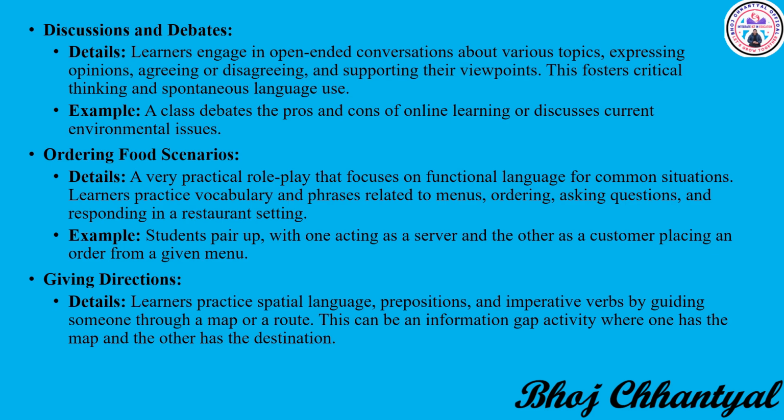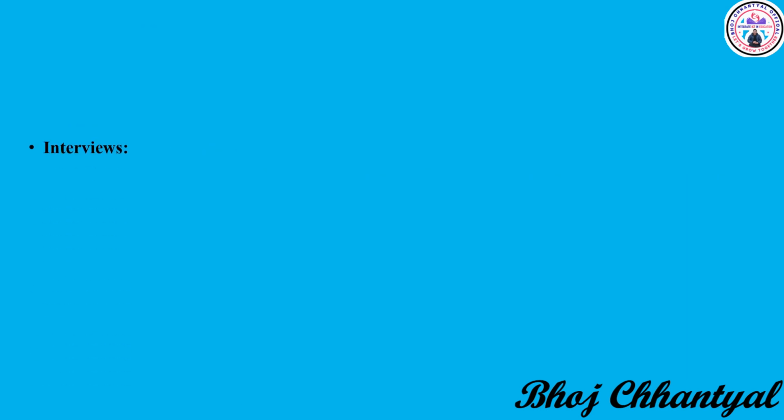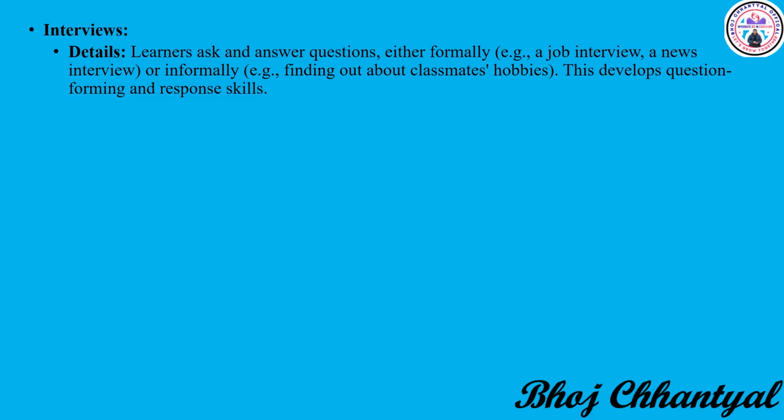Giving directions. Details: learners practice spatial language, prepositions, and imperative verbs by guiding someone through a map or a route. This can be an information gap activity where one has the map and the other has the destination. Example: student A has a map with a starting point, and student B has a destination. Student A guides student B using only verbal instructions.